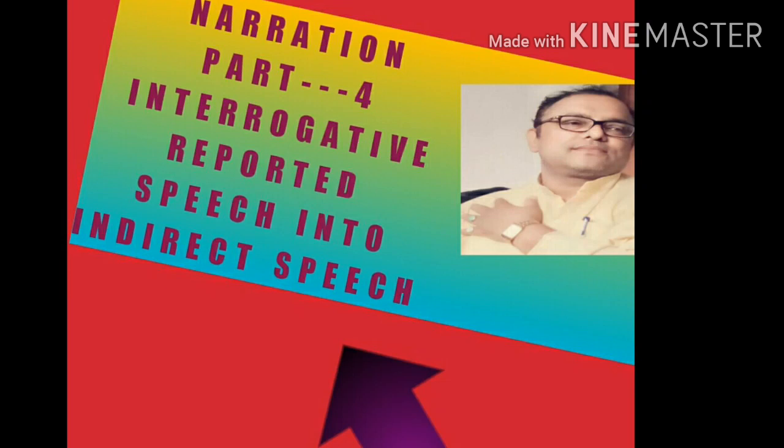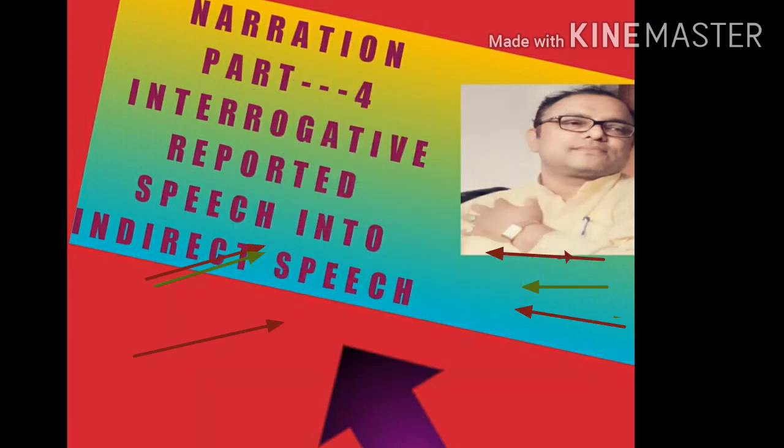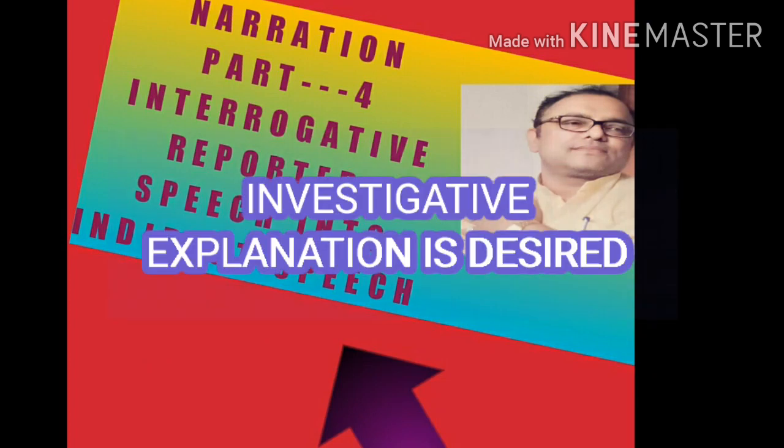In case of WH question, when we report in indirect speech, the changes to the reporting verb are as following. Say to changes to ask, says to asks, will say, will ask, said or said to asked. Sometimes the reporting verb can also be changed into inquired of or queried, questioned, demanded. Be aware that of is used after inquired or demanded only when the reporting verb has an object. Queried is used in an investigative sense and demanded when explanation is desired. Just remember this.